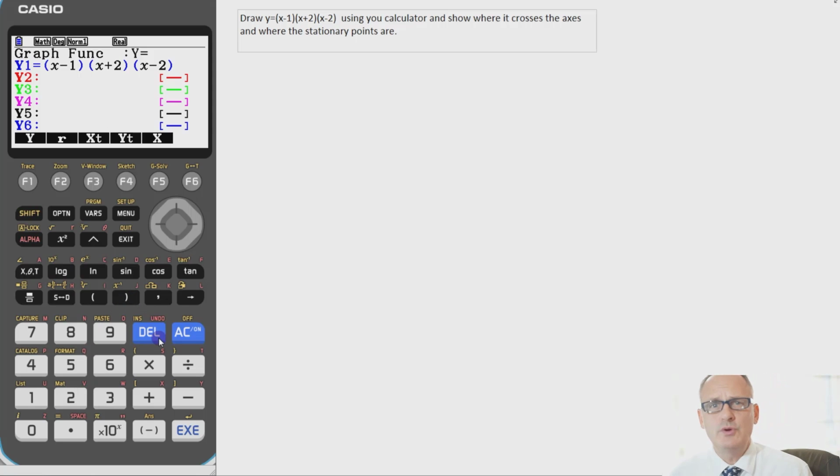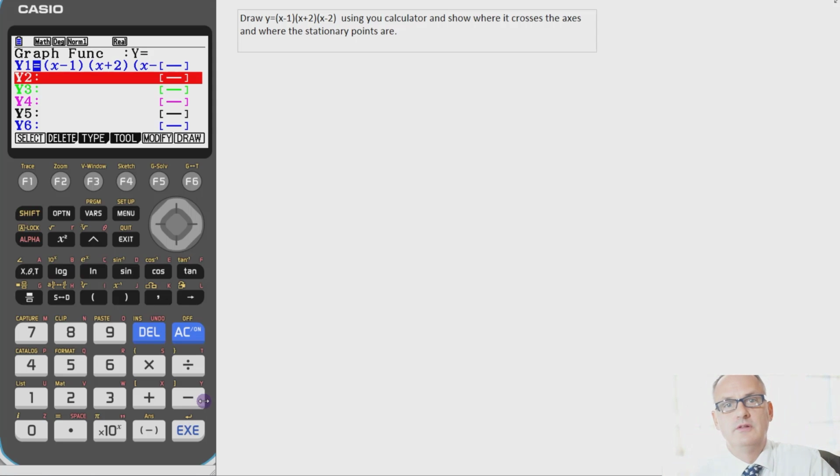Now, the question I've got for you before I press draw is, where do you think these are going to cross the x-axis? You should know where these are going to cross the x-axis, because you should know if it's across the x-axis y equals 0, and if you've got this in factorized form, then each of these could equal 0. So it's going to cross the x-axis at x equals 1, minus 2, and 2.